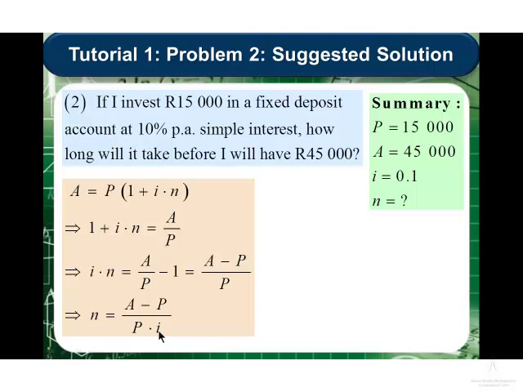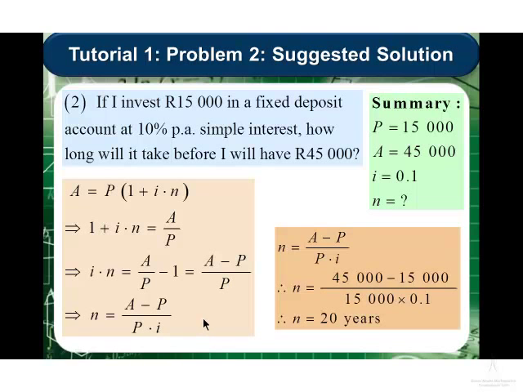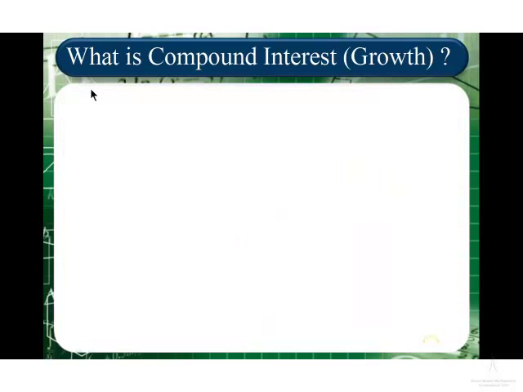Now we're ready to substitute the values for A, P and I as indicated, and it seems that in this case, if you've done your calculation correctly, the period it will take for the 15,000 to grow to 45,000 will be 20 years. We will now consider a very important question. What is compound interest or compound growth?